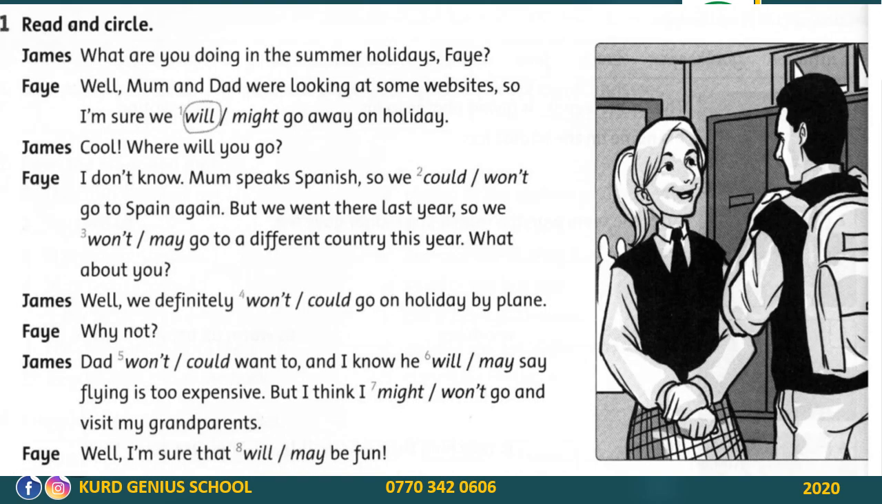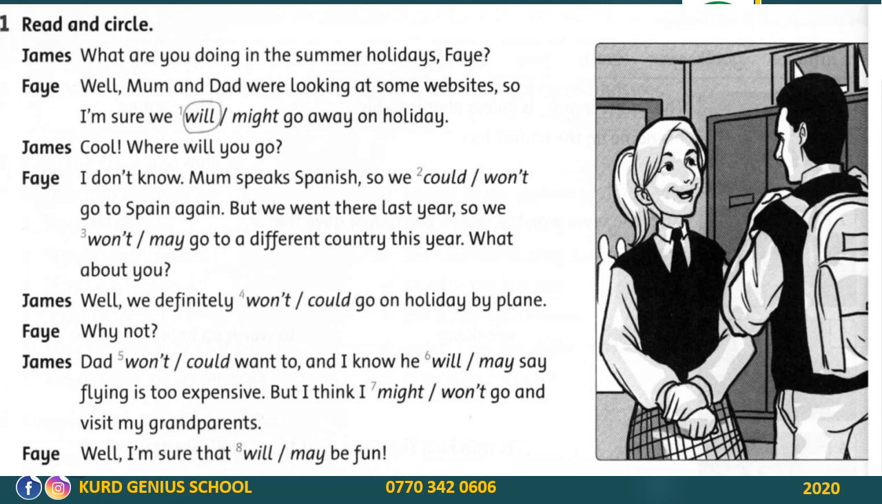Alright guys, so turn to next page 76. This exercise is between two people, James and Faye. They're having a conversation and the instruction says we're going to circle. But circle what? The right answers. I'll be reading the conversation and along with that I'll be reading only the right answer.